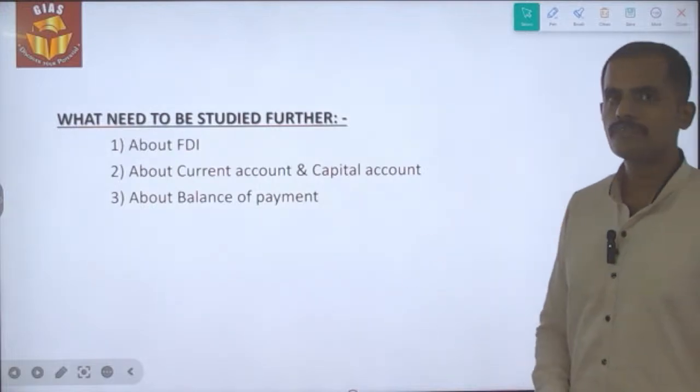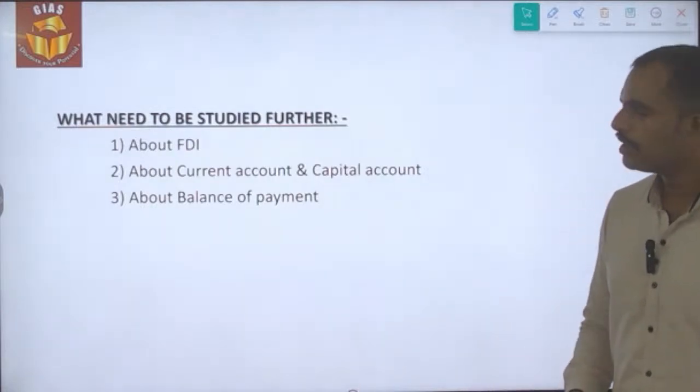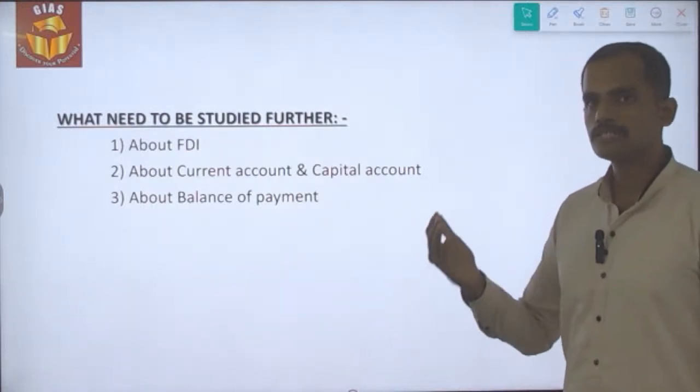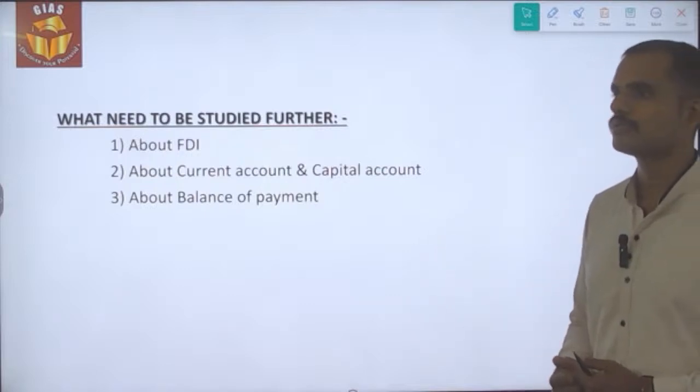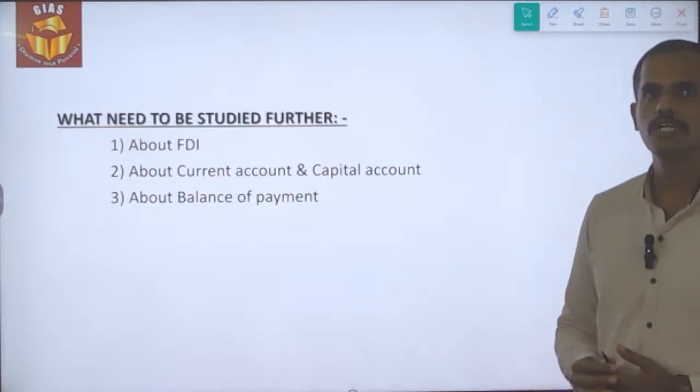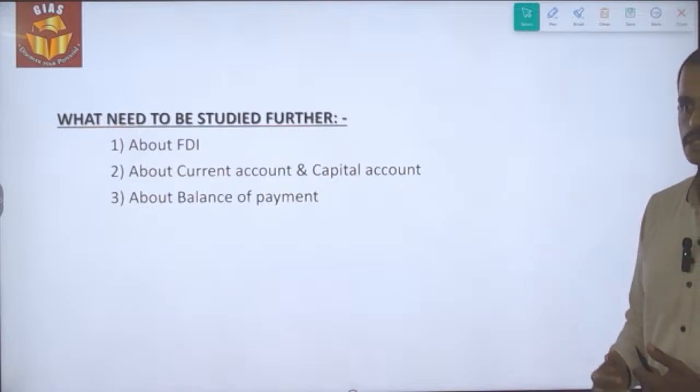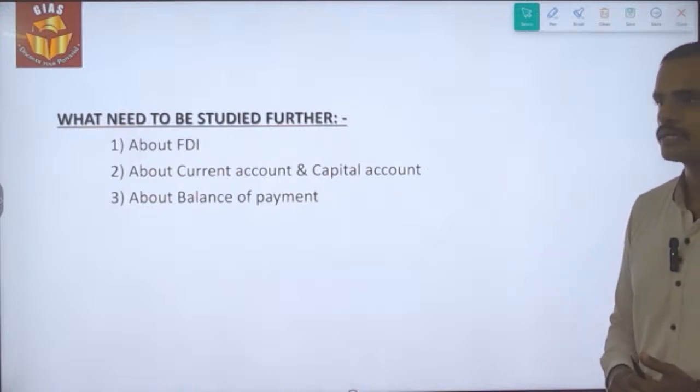What needs to be studied further is that we should be aware of what FDI is, what the current account and capital account are, and then what the balance of payments is about. These are the areas which we need to be further aware of, and with this we have reached the end of this topic.